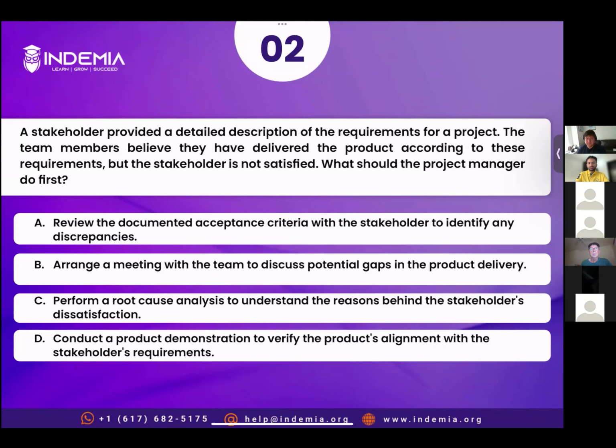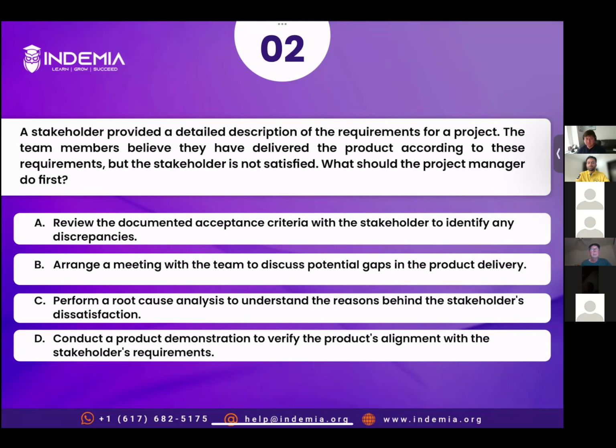It says the stakeholder is not satisfied, so we need to understand the reasons behind the dissatisfaction. You understand, everybody? And what's the best way to identify the reasons for dissatisfaction? We need to ask the stakeholder, what's wrong with the product? We believe we have delivered according to the promise, or according to the requirements that you submitted. However, you're not satisfied, so please tell us what's wrong with the product. So the best way to understand the reason behind dissatisfaction is again to talk to the stakeholder, talk to the customer, right?